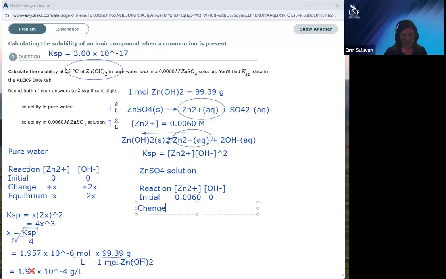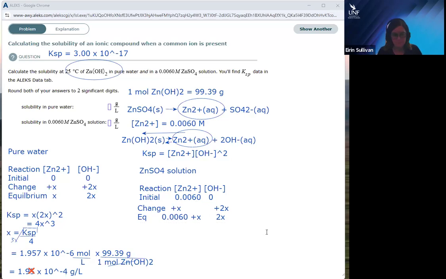Okay, so the change then is going to be the same, plus x and plus 2x. My equilibrium is also going to be the same, x and 2x. No, it's not, because I start with 0.0060 plus x. Of course I do.